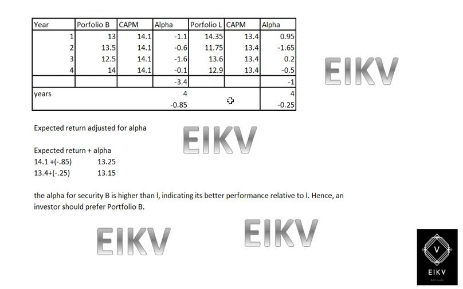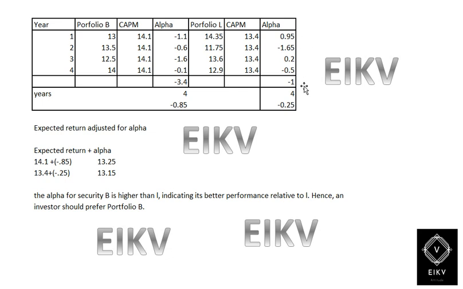which gives the alpha factor of negative 0.85. In the same way for portfolio L, the returns are as given in the question, which is 14.35, 11.75 and so on. The CAPM return, as we found above, should be written over here, which is 13.4 for 4 years, and we need to find the alpha factor. So alpha factor is nothing but actual minus CAPM, which would be 14.35 minus 13.4 and 11.75 minus 13.4 and so on.